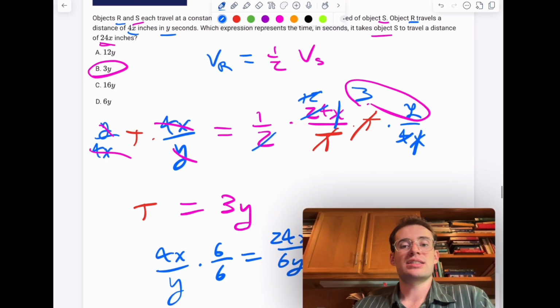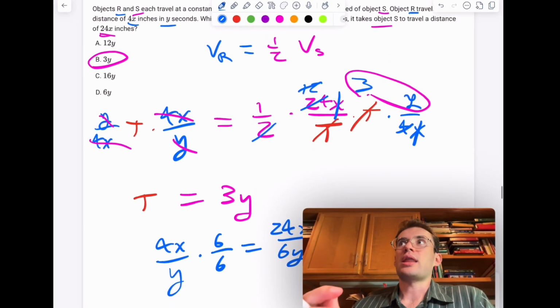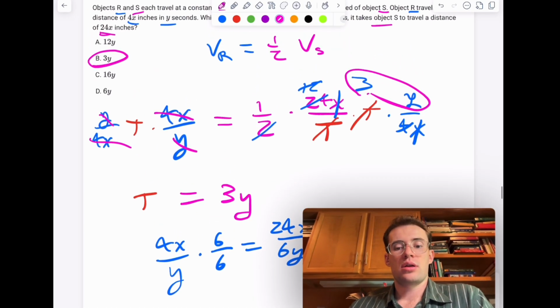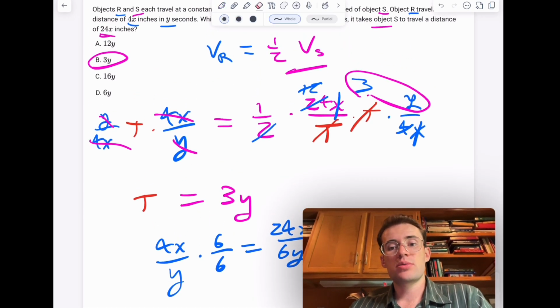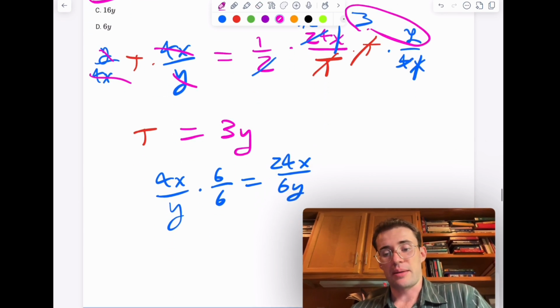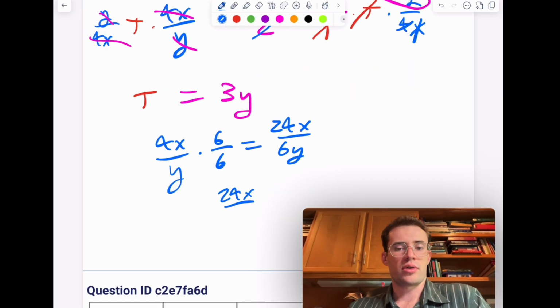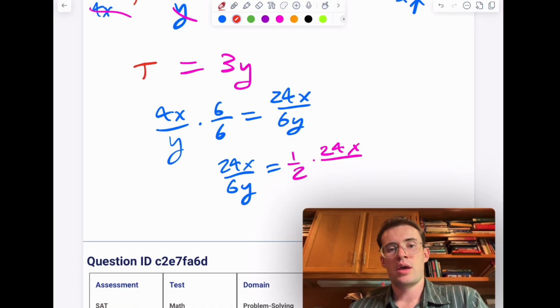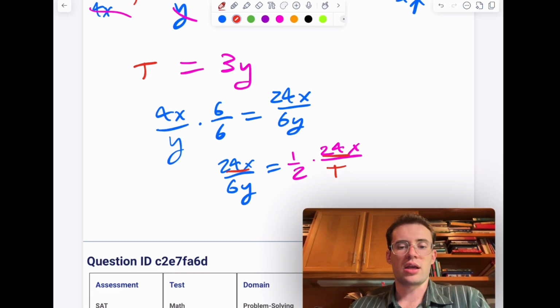But this one is half as fast as the other one. So again, like we said, if it's going faster, it will take less time. If we want to figure out how long this one takes, you have to divide the time by 2. So you could write it as an equation again if you want. 24x over 6y equals 1/2 times 24x over this time. And then you would just think, all right, what would make this true? They both have 24x in the numerator already. What would make 2 times t equal to 6y? Well, t would have to be 3y.